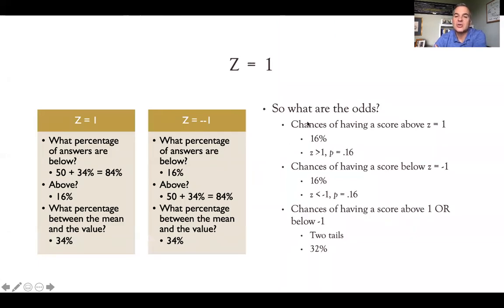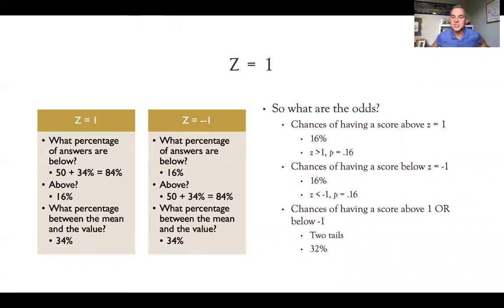So this turns into probabilities when we start saying, what are the chances of having a score above Z equals 1? Well, if we know that 16% of responses are above Z equals 1, then we know that the chances of having a score above Z equals 1 is 16%. So that's where P comes in. P tells us that the probability of getting an answer above Z equals 1 is 16%. What are the chances of having a score below Z equals -1? Also about 16%. P here is equal to 16%, or 0.16.